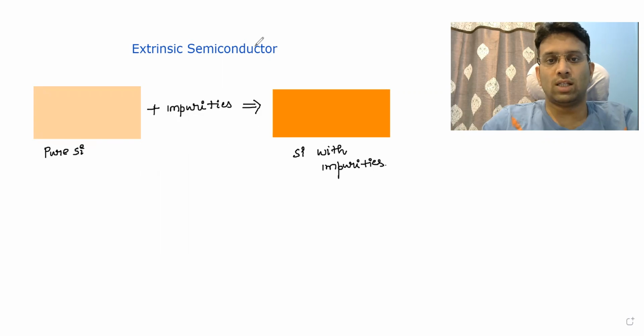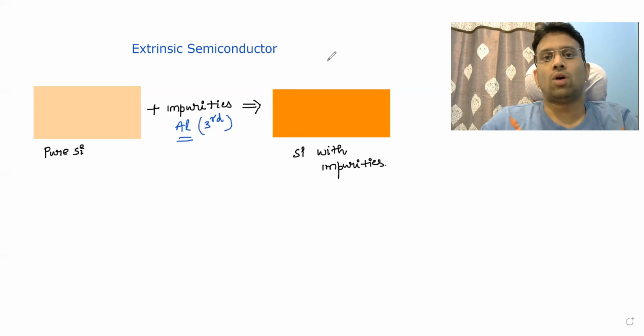Now let us say the impurities are aluminum atoms. Okay, so we have added a third group element as an impurity. So automatically this final silicon block with impurities is a p-type semiconductor.